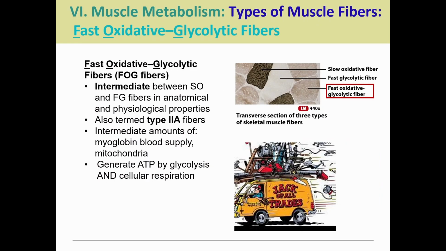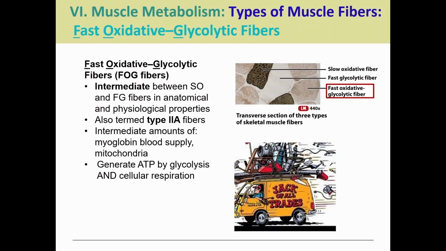And then lastly, the intermediate ones, the fast oxidative glycolytic fibers. These are in between, so they're called type 2A because they're in between the two. They have an intermediate amount of myoglobin and mitochondria, so they can use either glycolysis or cell respiration and float between the two.